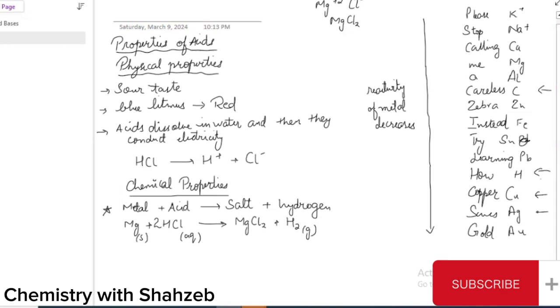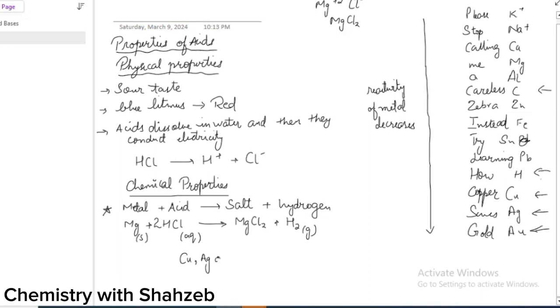Copper, silver, and gold basically don't react with the acids, because they are least reactive. But on the other hand, lead can react with HCl. It reacts with HCl and forms PbCl2 with the release of a little bit of hydrogen.